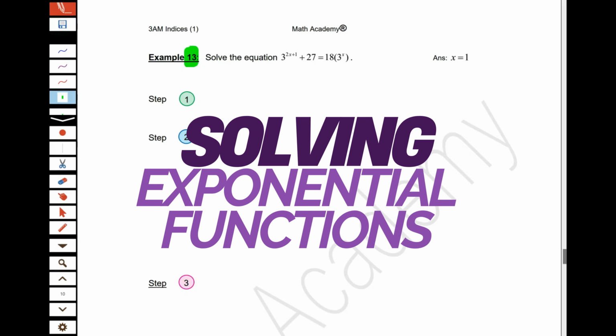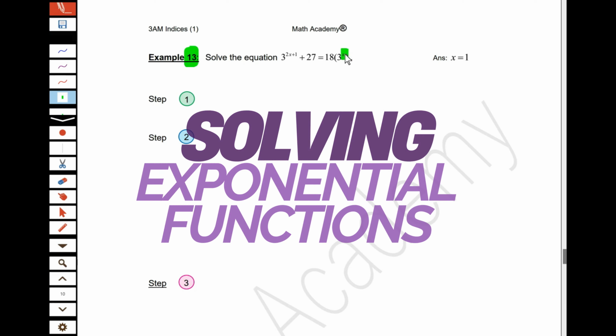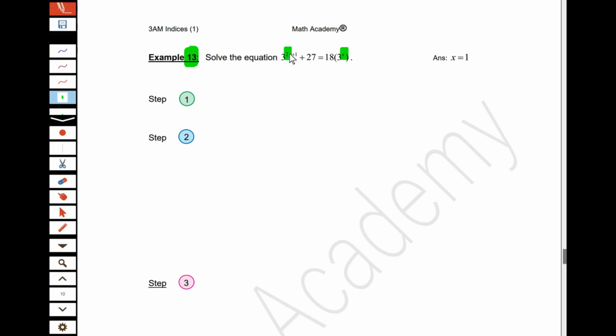Example 13, the question. You look at the index first. One is power x, one is double of it, one is power 2x. So by observation, the index is double. Again, later we expect to see a quadratic equation.